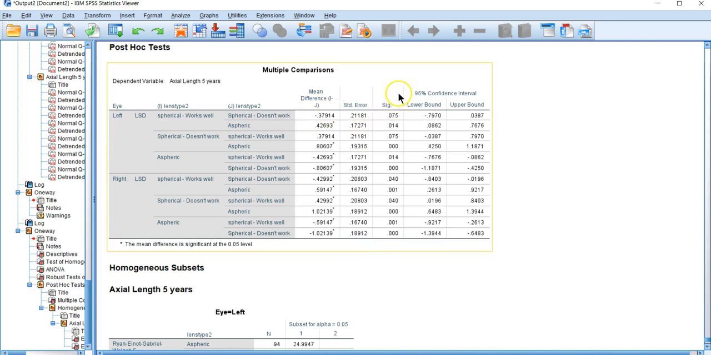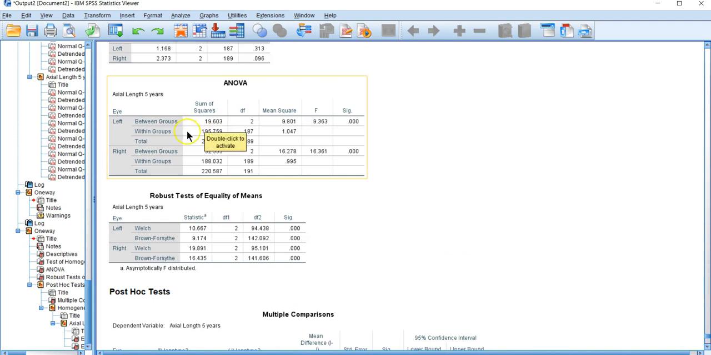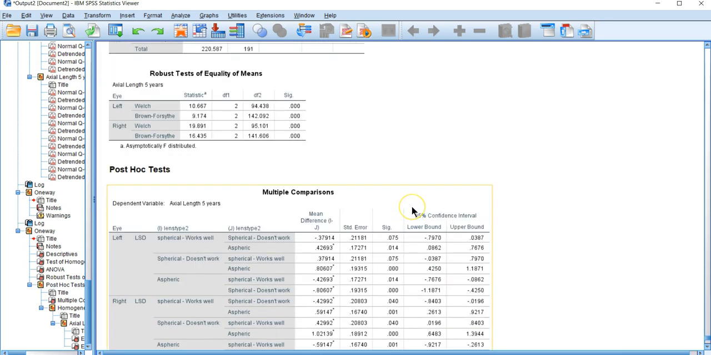This shows our significant tests. If we look at the left eye, and these are the least significant difference tests, these do not adjust for multiple comparisons. It's like doing a t-test using the square root of the mean square error as the standard deviation, and then dividing that by the square root of n for each group to get the standard error.